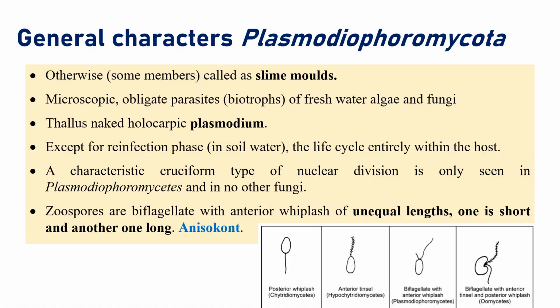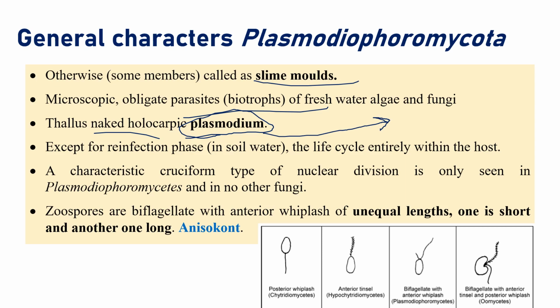The general characters of Plasmodiophoromycota include: they are generally called slimy molds, which are microscopic obligate parasites which grow on freshwater algae and fungi. The thallus is naked and it produces a holocarpic plasmodium. Here, the production of plasmodium in the life cycle of clubroot of cabbage is one of the special features.